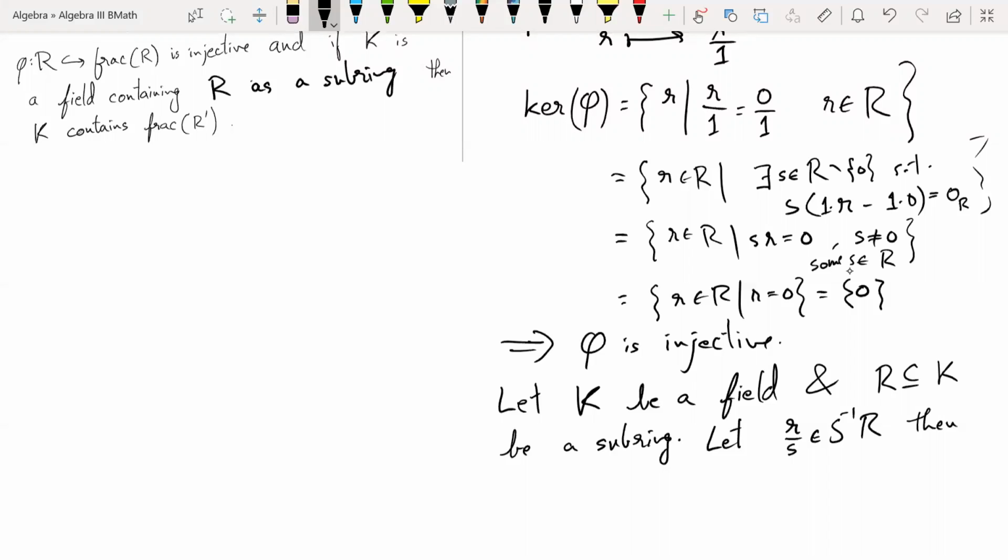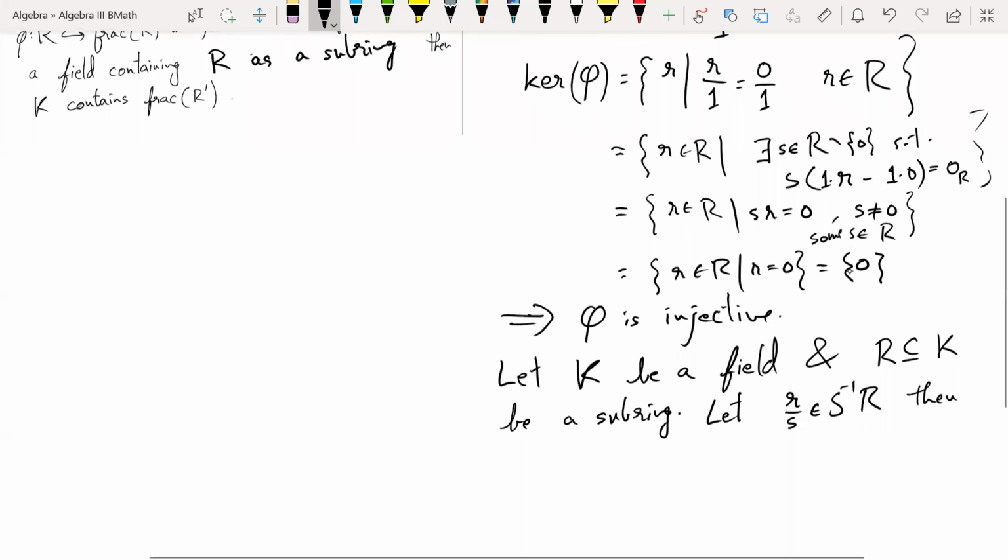So let's take R over S. The right way to say this is that if there is an injective map from R to K, then there is an injective map from S inverse R to K, which makes the diagram commute. So that's the right way, and we'll do that when we are doing the universal property.